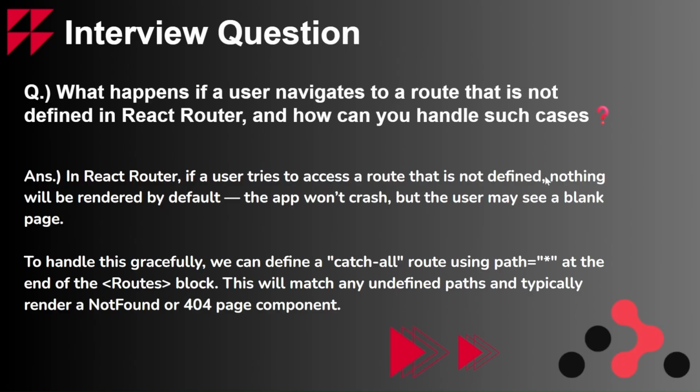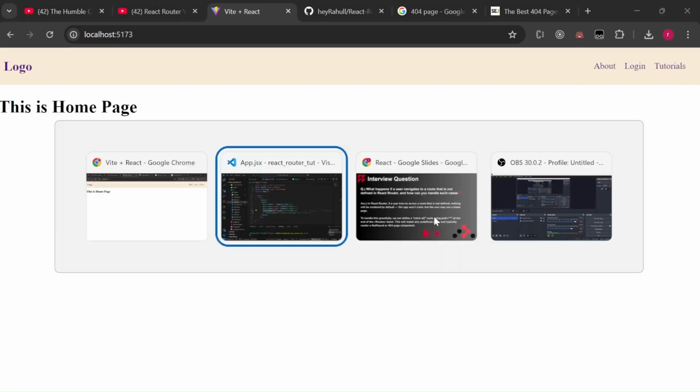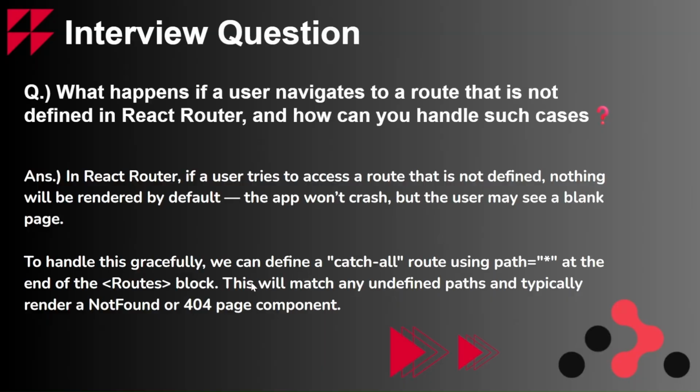tries to access a route that is not defined, nothing will be rendered by default. The app won't crash, but the user may see a blank screen. That is what we have seen initially, and to handle this gracefully, we can define a catch-all route using path star at the end of the routes block. This is what we have seen in this video, right? What we have done is we have used Route, and then the path we have mentioned is slash star, and then we are showing the element which we want to render when such kind of random or non-existing page URL is hit. So this will match any undefined paths and typically render a not found or 404 page component. So now I hope this paragraph is very much clear to you, because that is what the aim was.